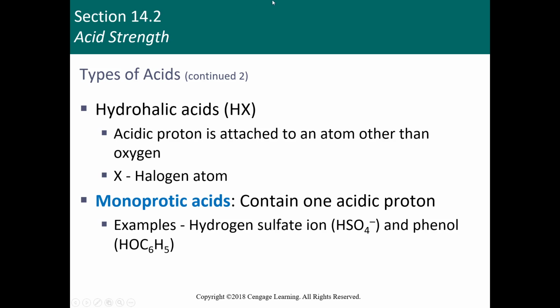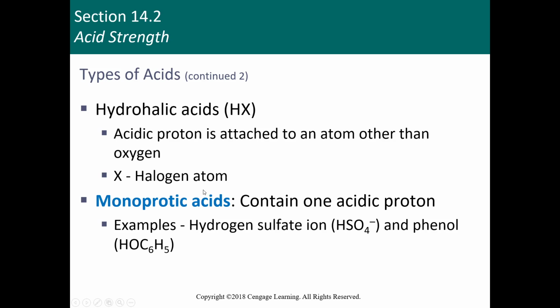The hydrohalic acids, these are all going to have hydrogen attached to a halogen atom. Now, this acidic proton is attached to an atom other than the oxygen. It has to be attached to the halogen atom. And so this will be HCl, HBr, of course HCl being your stomach acid.